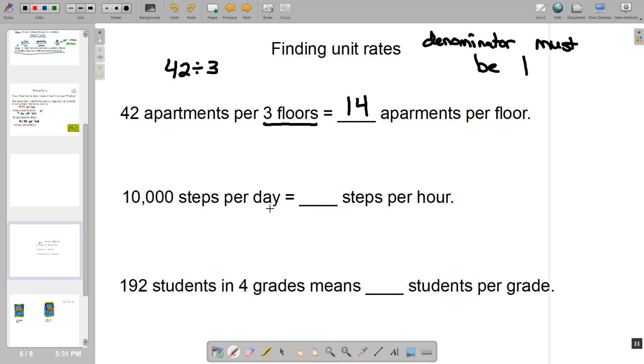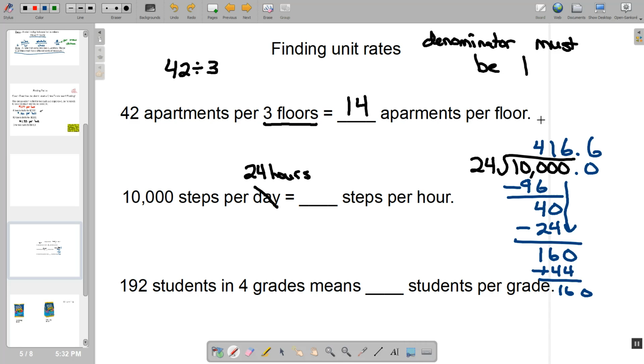10,000 steps per day, which is what my wife actually has on her Fitbit. When she wanted to know how many steps she did per hour, well, a day is equal to 24 hours. So I would do 10,000 divided by 24. To keep the video nice and short, I just sped through the long division over here. So we get approximately 417 steps per hour.